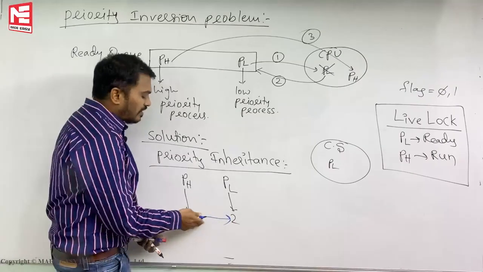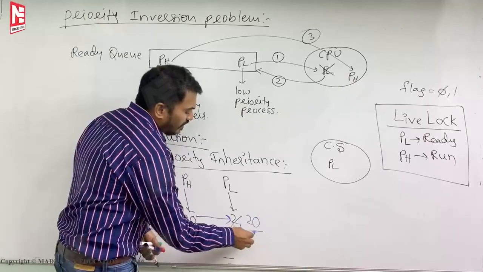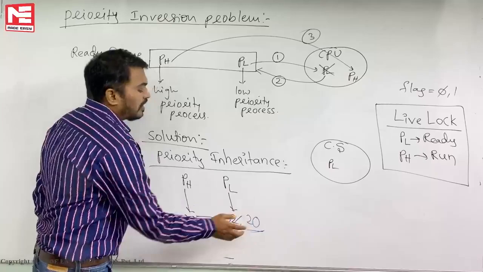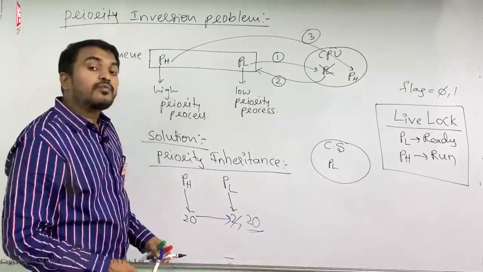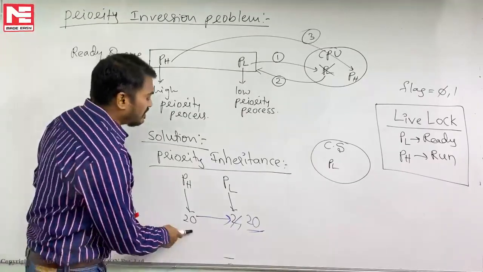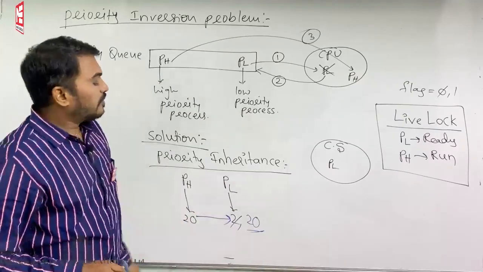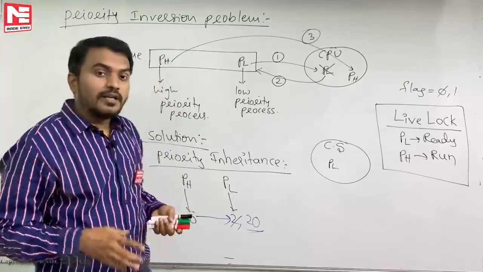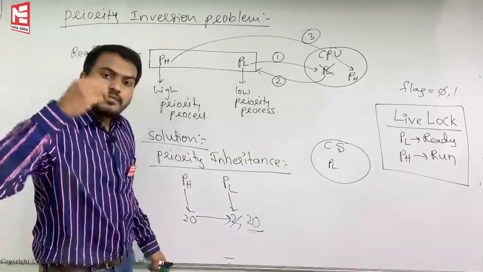I am going to inherit the priority from high priority to low priority. So I am going to change this to 20 here. Then what happens? The priority of both the processes will match. When the priority of both the processes matches, what do you follow? Arrival time. Now tell me, between PL and PH, who came first? PL came first. So it means what?